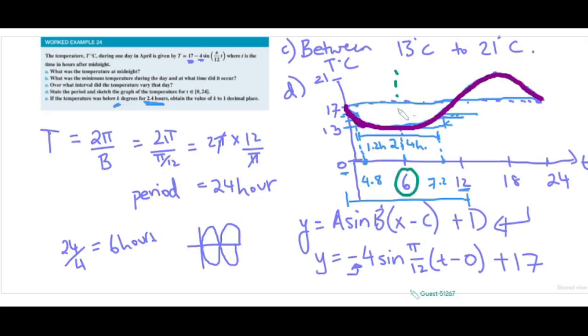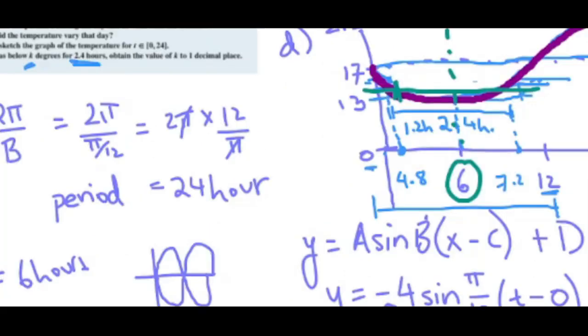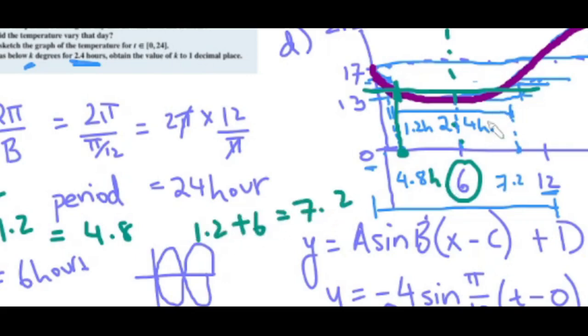It's a symmetrical graph. So when it's below K for 2.4 hours, your middle point is still going to be 6 hours. If you halve 2.4, you get 1.2. So if you do 6 minus 1.2, that's going to give you 4.8. So this point here is at 4.8 hours. And then when you add 1.2 to 6, you get 7.2. So that's your other point here. So now you just want to find your K value at 4.8.